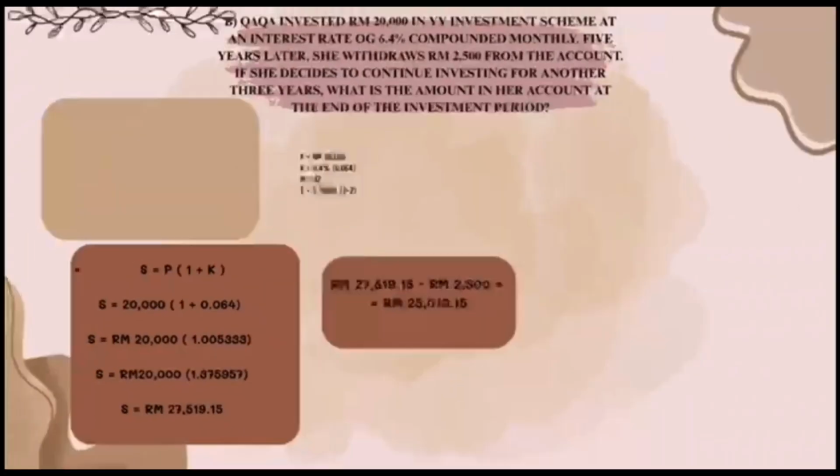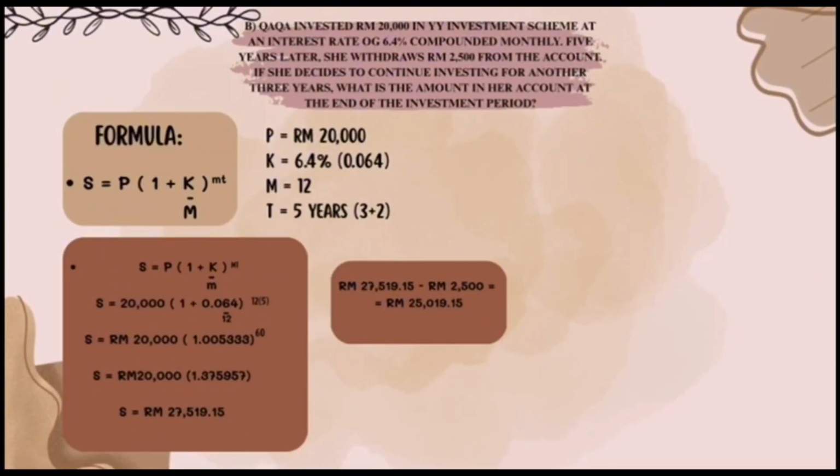RM27,519.15. So for step 2, we just use the 27,519.15 minus 2,500, and we will get the answer RM25,019.15.